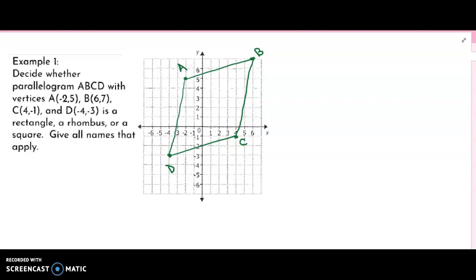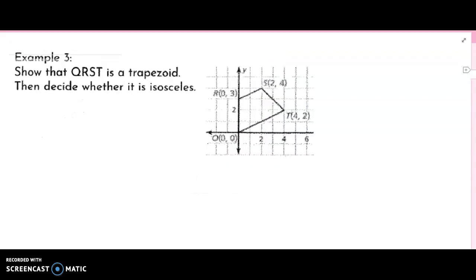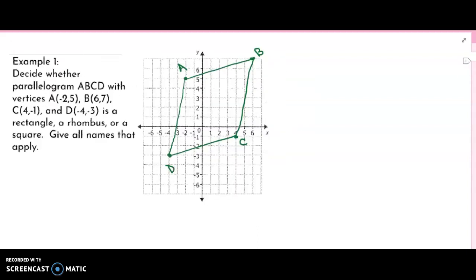So I'm going to pause this, and what I want you to do is go through and just plot the points on the graph. That way we don't have to stop to do that. So go ahead and just plot the points. Make sure you label them A, B, C, D, or whatever, and then we'll start going over example 1.